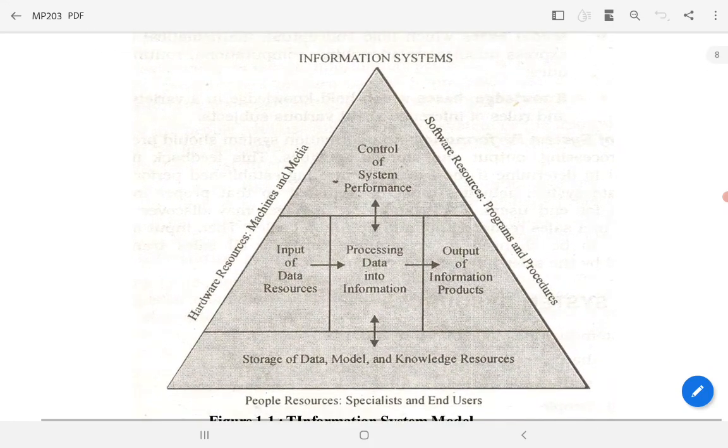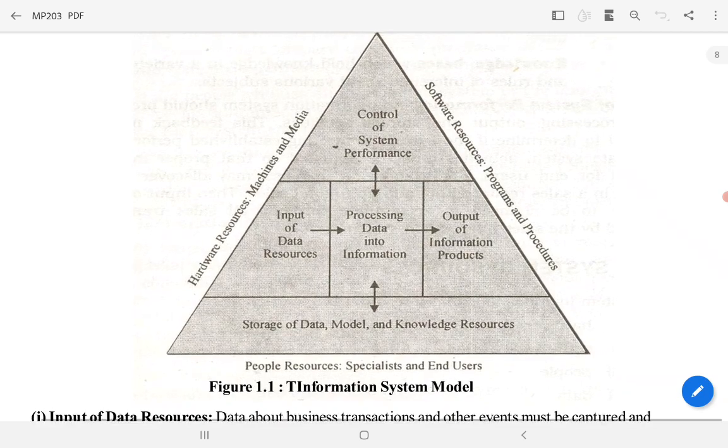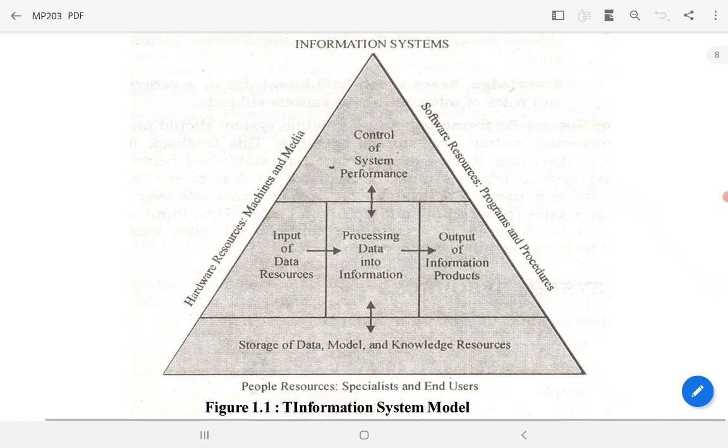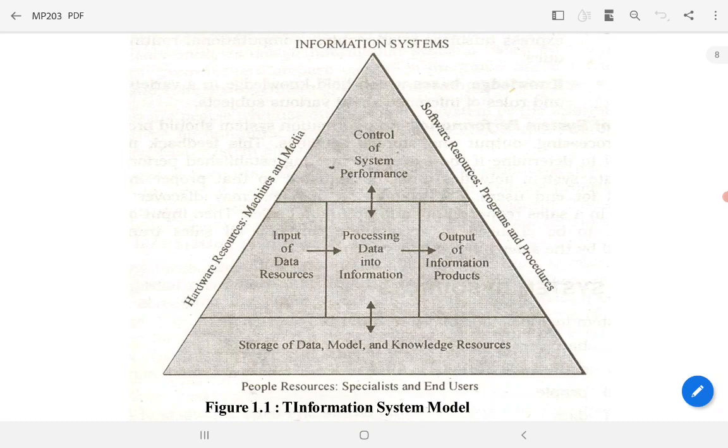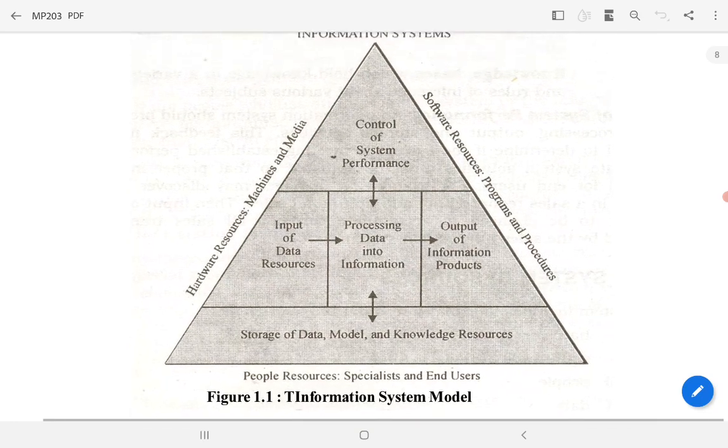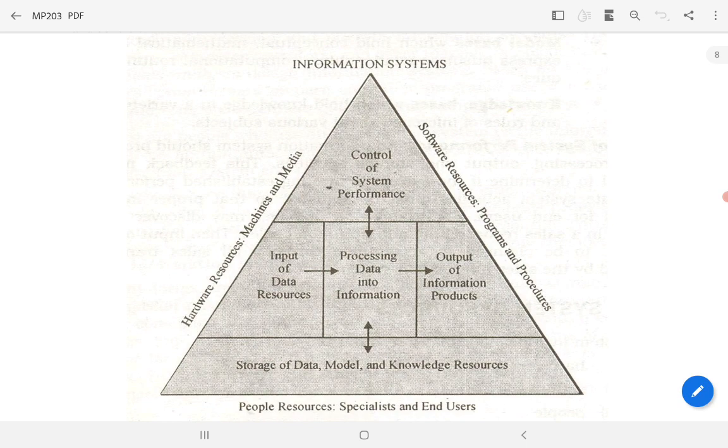So this is the diagram of the information system model. This is the basic building block diagram of an information system model. In this system there are three important components. First one is information systems, second one is hardware resources, meaning systems, media and other hardware. Third component is software resources, that is the programs, application programs and procedures.